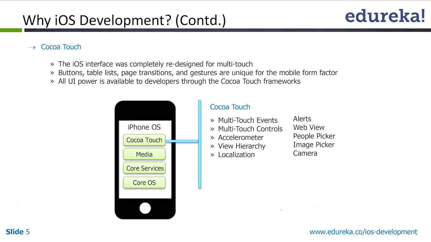Another one is the Cocoa Touch framework. We have 4 layers in our iPhone architecture. Cocoa Touch is the top layer. This is nothing but the user interface, what the user will see on his device. Everything is defined in the Cocoa Touch framework. You can have multi-touch events, multi-touch controls, alerts, web view, camera, or localization. All the graphics, animations, and page transitions you will be able to do with the Cocoa Touch framework.